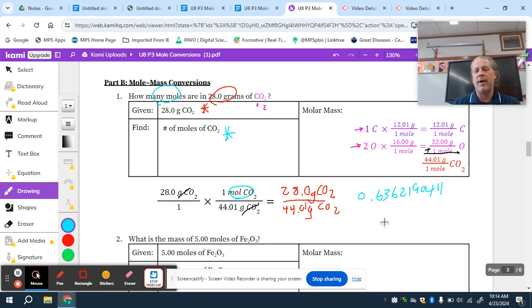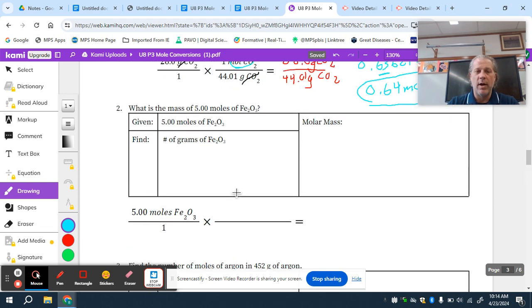0.6362190411. You don't have to write all those digits. I'm just going to tell you to go to 2 decimal places. So 0.64 moles of CO2 is my final answer. And so that's what we do when we are asked to go from mass to moles.